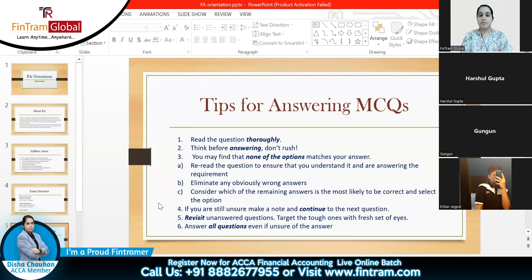If you do not find any of the options matching your answer, that is of course fine. Getting 100% of the paper is of course not going to be possible. It's not that you will know every single thing. That is not possible. If you do, well and good, but it's very rare that everyone is going to know everything. Obviously not. But whatever you know, you should try to do well. So if you are not able to answer any question, that's absolutely fine and normal. There are going to be questions in the exam which you will not be able to answer. That is absolutely fine. Not just in this exam, every other ACCA exam or in general, whenever we give exams in school or college, there is always something we are not able to answer.